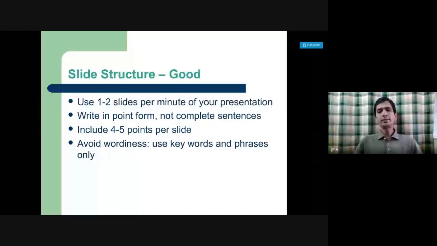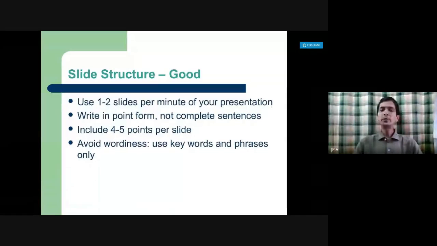Why should we not write complete sentences? This is not a text, we are not writing a textbook. This is just a guideline for the audience to understand what we are talking about. If you write too much text, it's very difficult for the audience to understand.